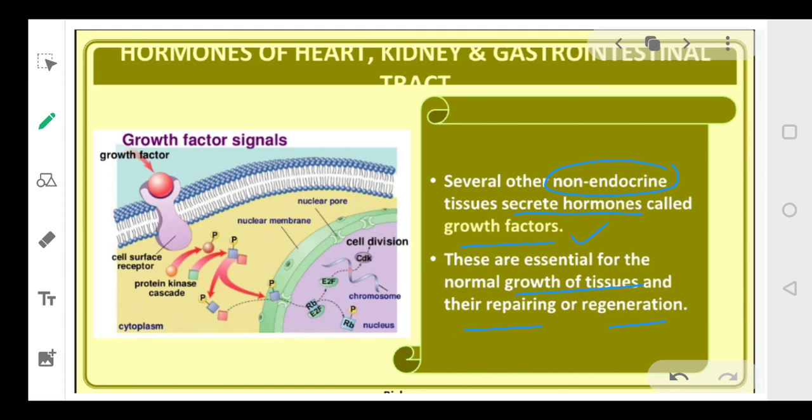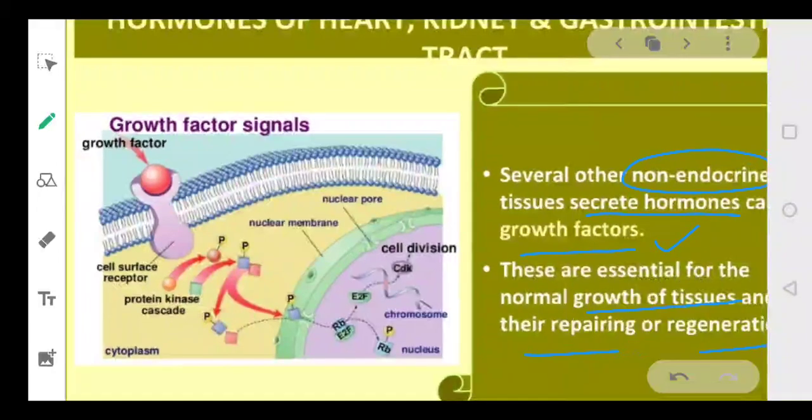So just look at the diagram. Let's see how these growth factors help in the functioning or growth of the tissues. Whenever there is a growth factor, that growth factor will bind on the receptors. After production, the growth factor goes and binds to the cell receptors. Cell receptors means the receptors which are present on the surface of the cell. So the growth factor will bind with the cell receptor and it will form a complex.